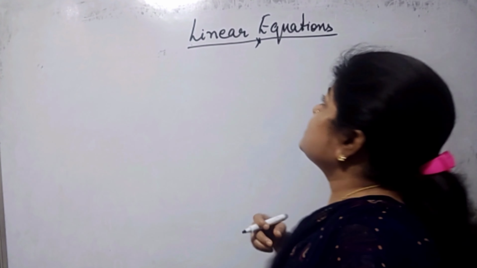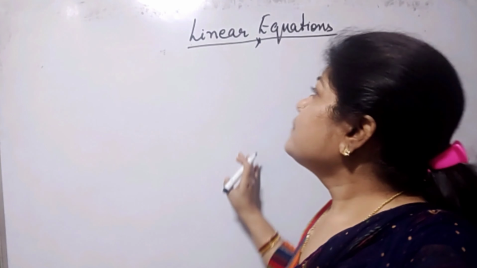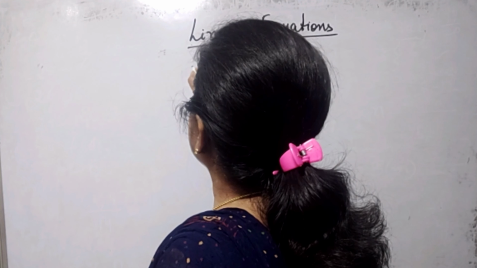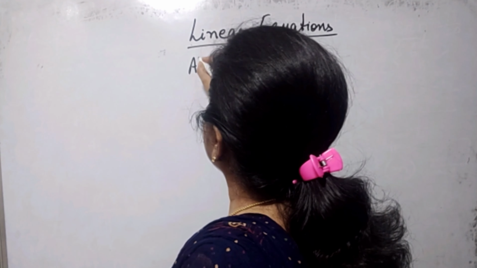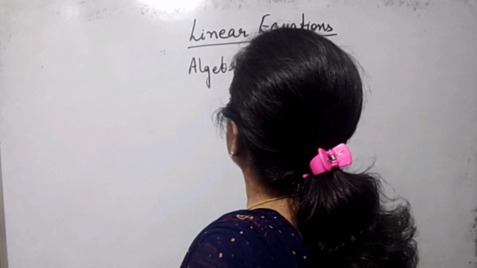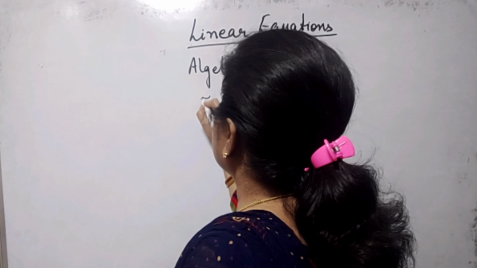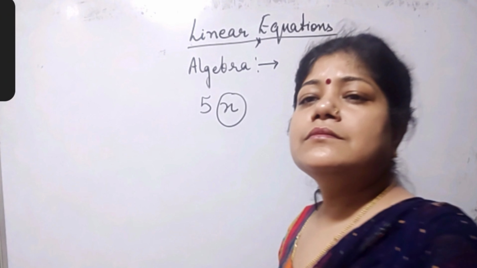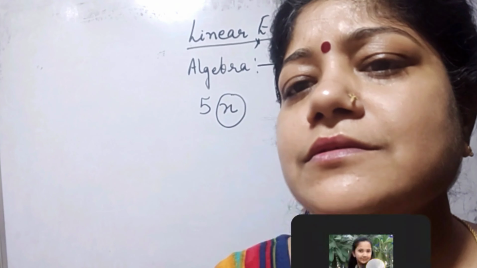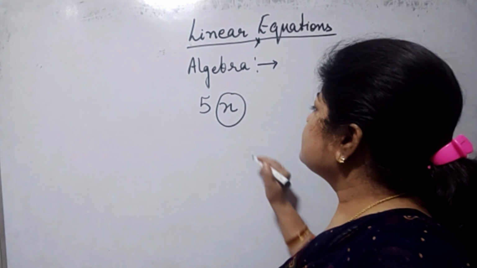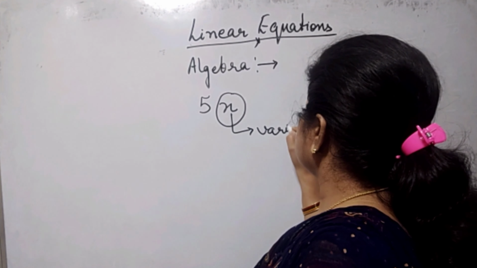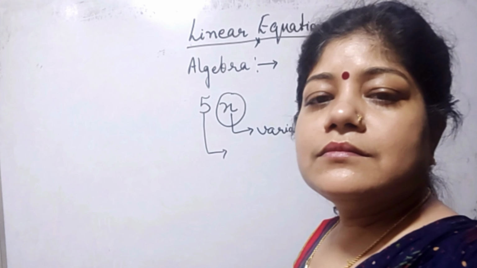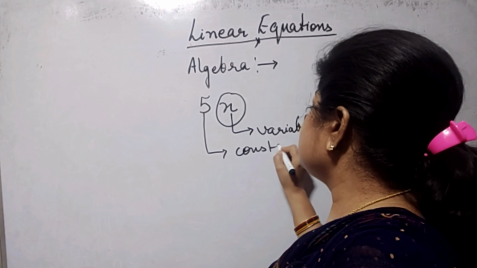Okay, now I'm going to start the topic linear equations. In linear equations, we have a little bit of algebra which you have learned in earlier classes, for example, 5x. So, what is x over here? What is x? N or any other alphabet is a variable. Yeah, this is the variable. And what is the 5 over here? Constant term or the numerical term? Yeah, this is the constant.